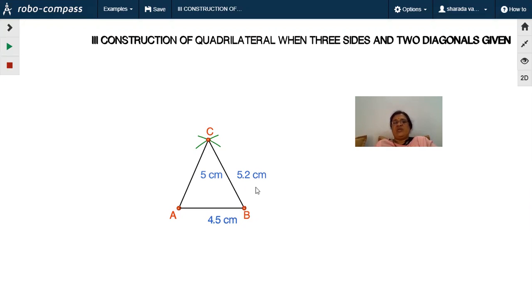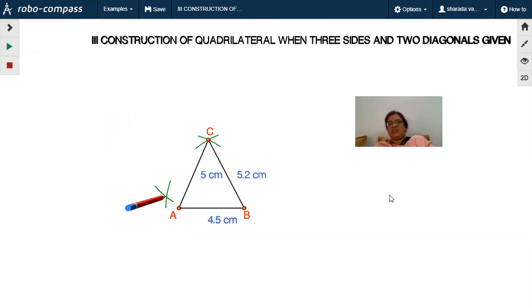Now we know one more side and one more diagonal also to construct the quadrilateral. Let us see the further steps. So again you have to take a compass and take a radius of about 4.8 centimeters. Put the pointer at C. Take a radius of about 4.8 centimeters. Draw the arc like this.